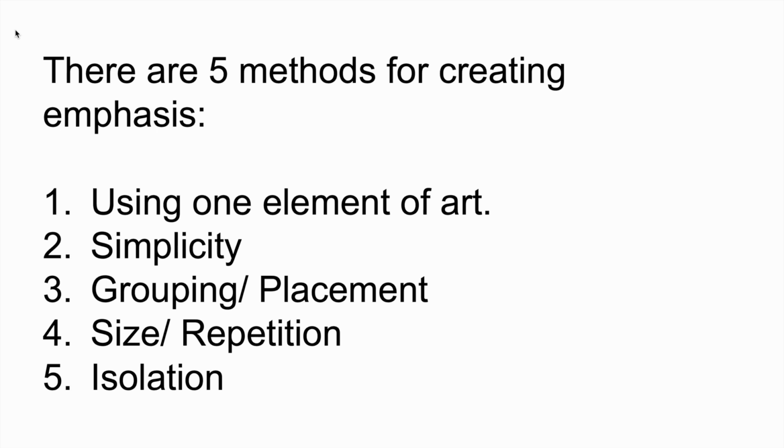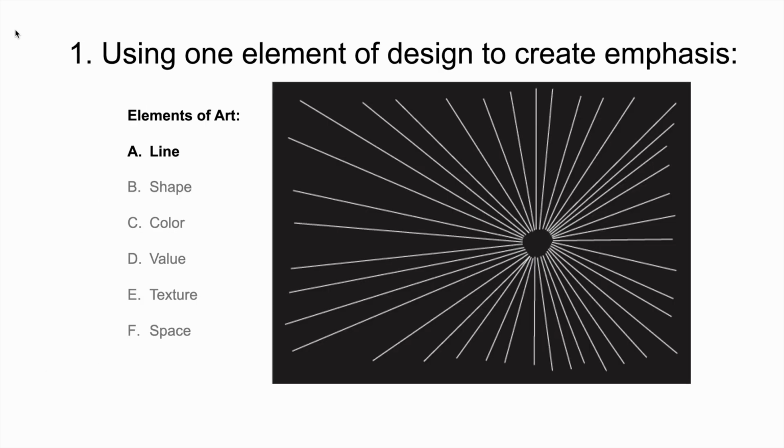So the first one is using one element of art. Now, there's like 6 elements of art. So what we're going to do is go over the 6 different kinds of elements of art and examples of each one. So here you can see the element of art is line. And this artwork is really using all the line to create a focal point. That's that empty little space off center to the right.